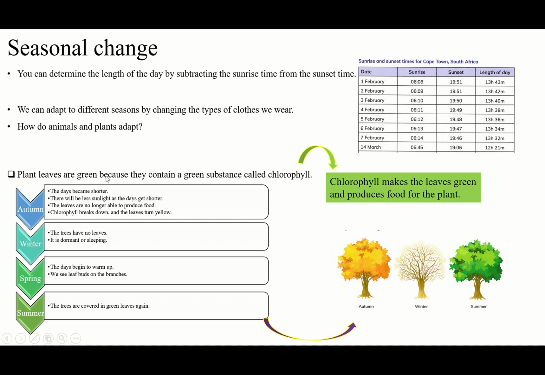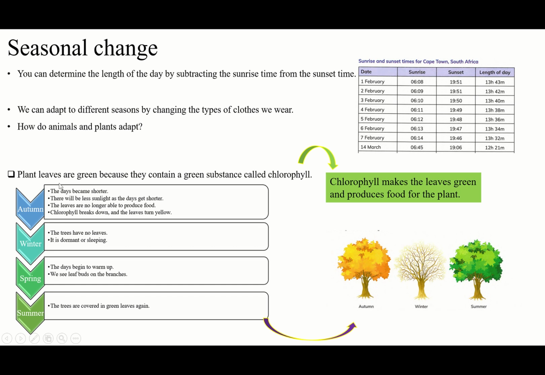So we can adapt to the different seasons by changing the types of clothes that we wear, right? We are just wearing different types of clothes, sometimes thick, sometimes thin, according to the seasons. But what about the animals and plants? How do they adapt? How do they live? How do they deal with these environments, these different seasons? So, how do animals and plants adapt? Let's see.